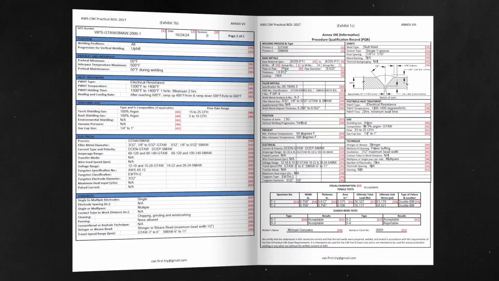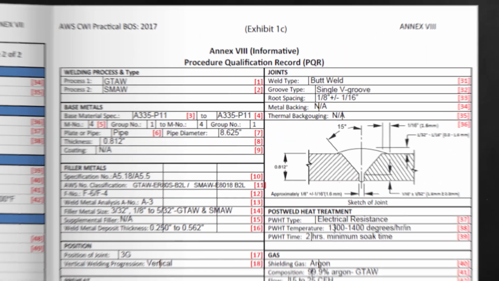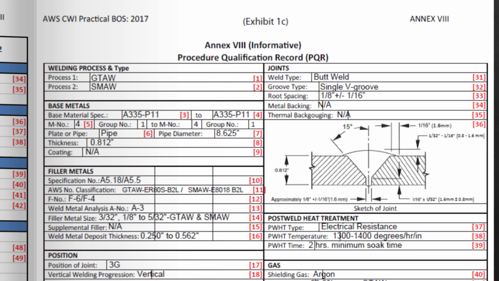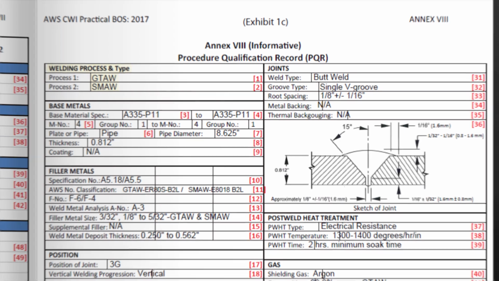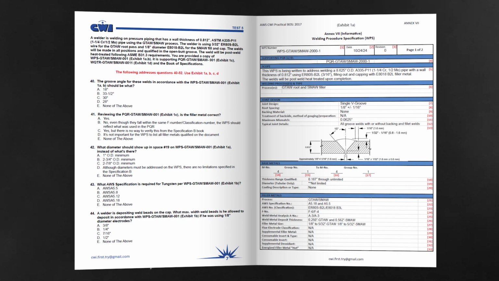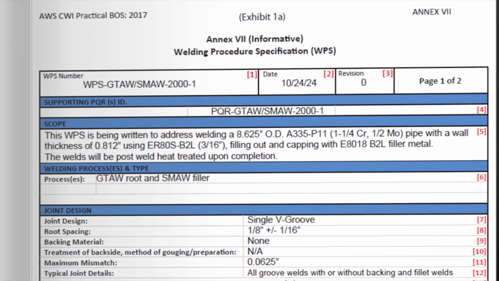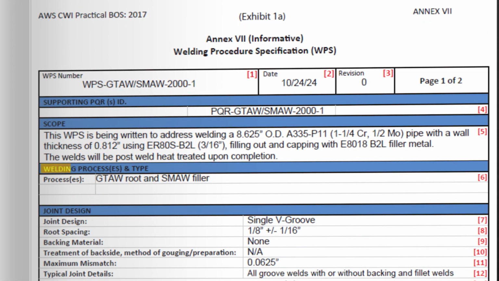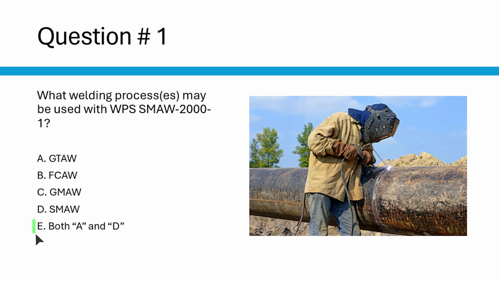Okay, so in this scenario, the first step that I would take is to review the PQR. So let's go ahead and pull it up to identify the welding processes used during qualification. So under welding processes and type, it's clear here that GTAW and SMAW was used. Next, let's cross-check the WPS to confirm it also specifies GTAW and SMAW. So same deal here. On the WPS, you need to find welding processes and type. It's also clear here that GTAW and SMAW was used. So the correct answer would be E, GTAW and SMAW.